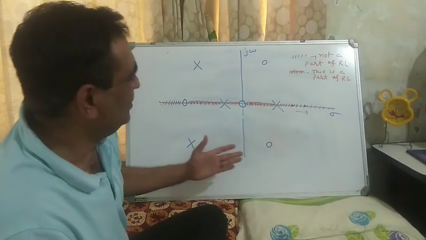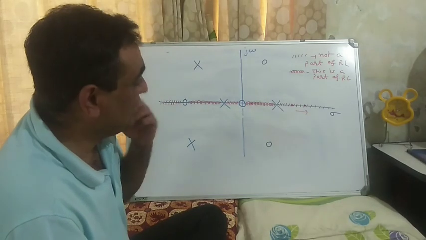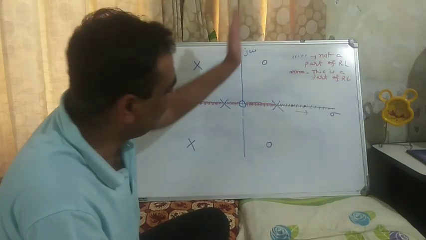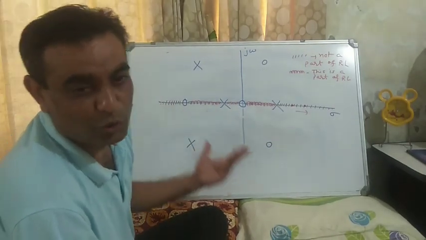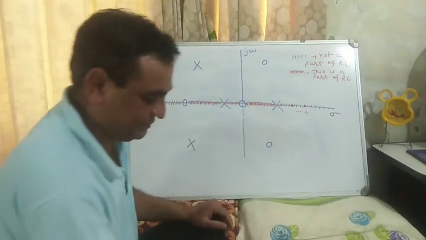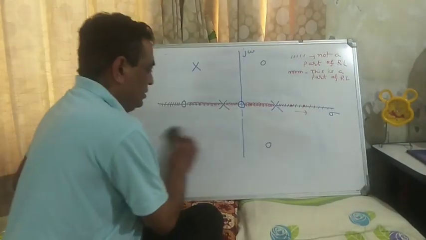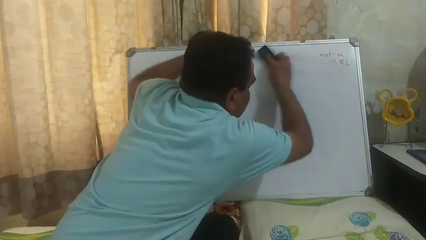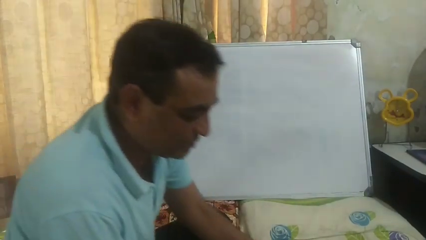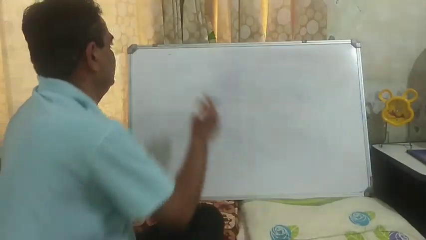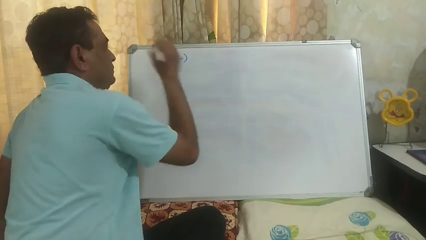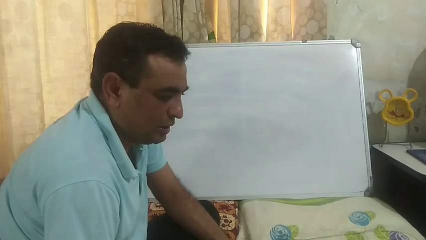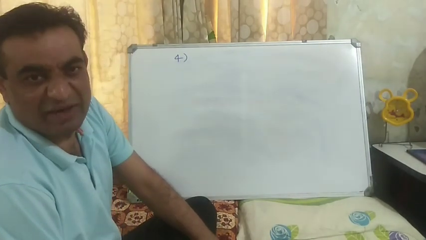This is about rule number 3, that from rule number 3 we can identify the line segment on the real axis of the S-plane which is a part of the root locus or not. I think it is clear. Let's move to rule number 4. Rule number 4 is about the angle of asymptotes.